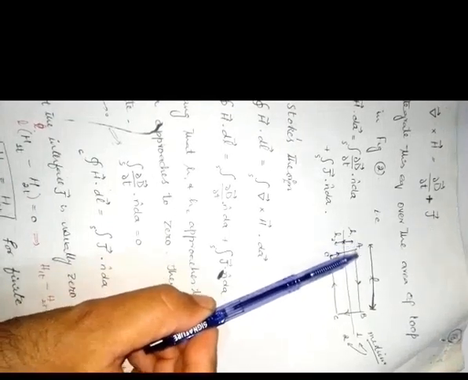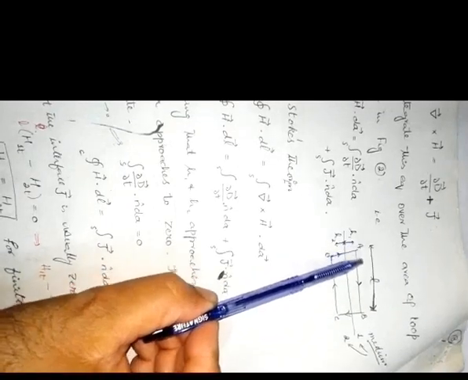So in order to determine the boundary condition, we consider again the closed loop ABCDA. This is medium 1, this is medium 2, and this is the interface between the two media. The side AD is divided into two parts, H1 and H2, and the lengths AB and CD are assumed to be L.